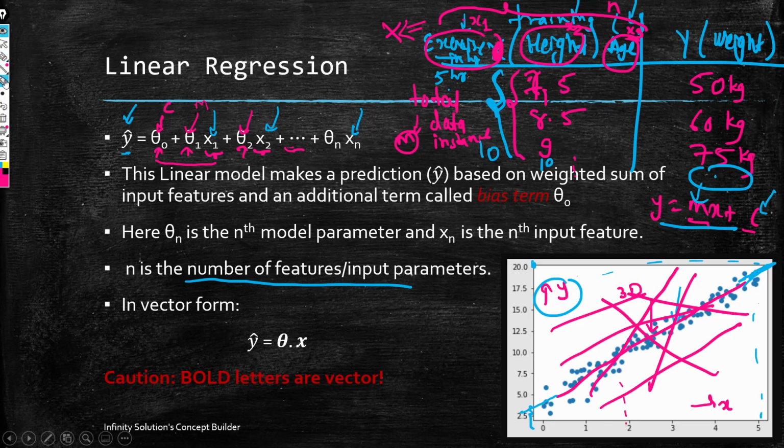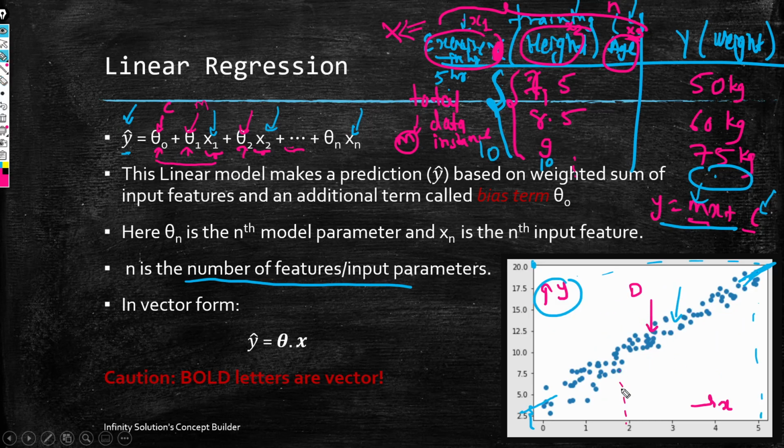Now let me erase some things so that it becomes cleaner. What we want is just this line. Correct? Sorry, but consider it a straight line. Now coming back to our point, as I told, theta n is the nth model parameter, and xn is the nth input feature. So exercise is the first feature x1, then x2 is height, and x3 is age. And as I said, n is the number of features.